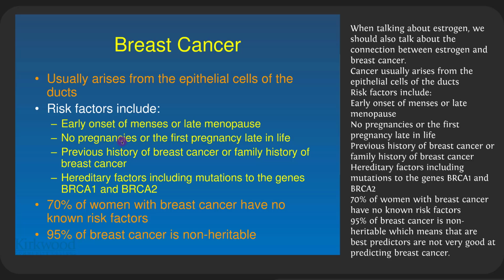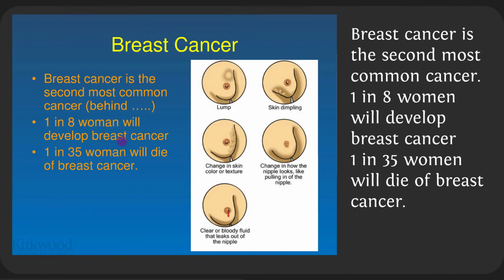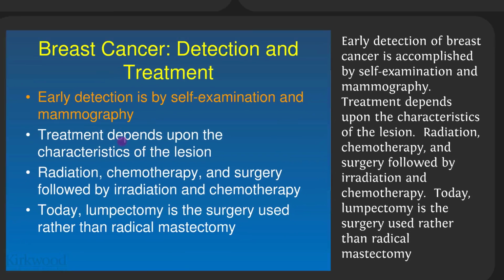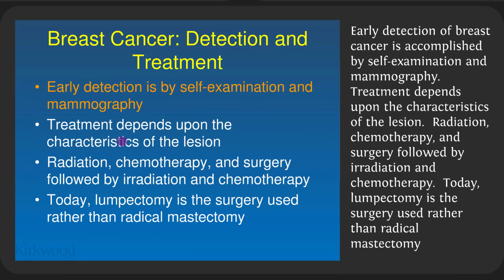70% of women with breast cancer have no known risk factors. That's kind of scary. And 95% of breast cancer is non-heritable. These are more scary facts. 1 in 8 women will develop breast cancer, and 1 in 35 women will die of breast cancer. That last statistic is one of those where you're lucky enough to live long enough to get cancer, or it's kind of like Alzheimer's. Most people that are over 90 will develop signs of Alzheimer's. So if you're lucky enough to live long enough, that's when you get Alzheimer's. It's a weird way to put it, but it's kind of true.